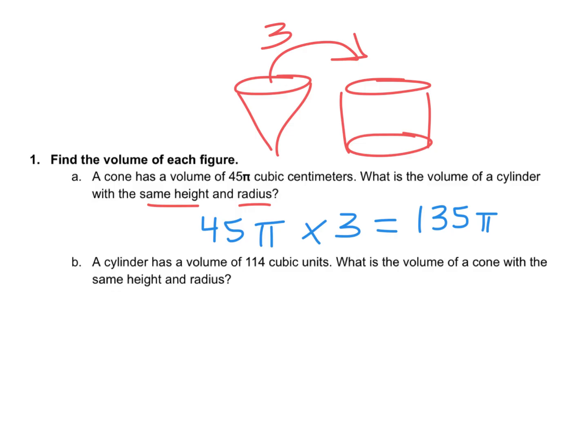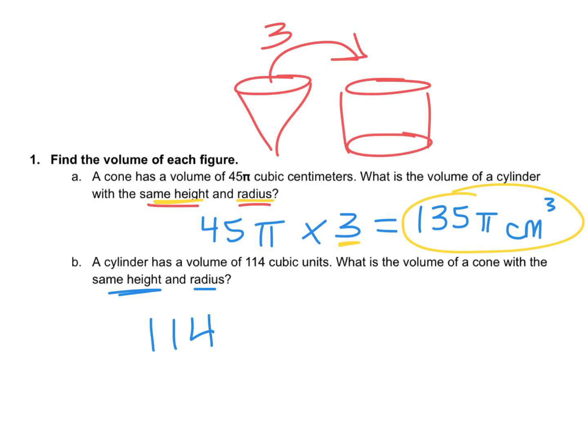So as long as they have the same height and the same radius, the cylinder is 3 times bigger than the cone. And then the label would be centimeters cubed or cubic centimeters. Then the opposite of that would be true. If a cylinder has a volume of 114 cubic units, what's the volume of a cone that has the same height and the same radius?